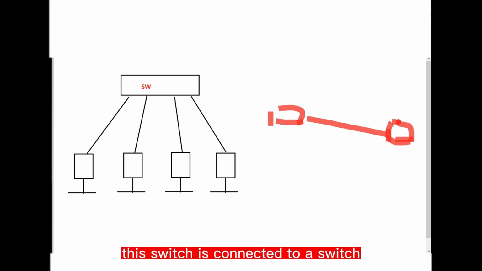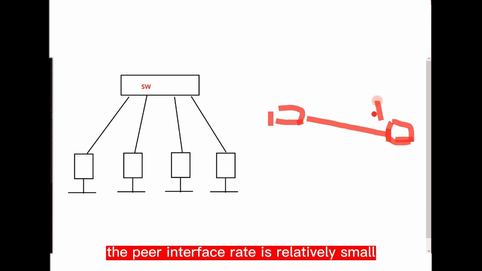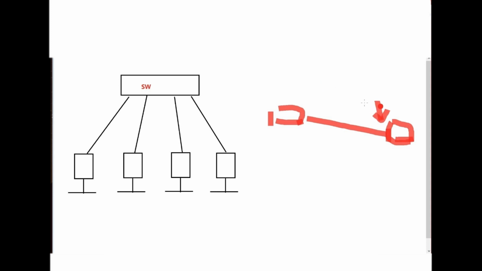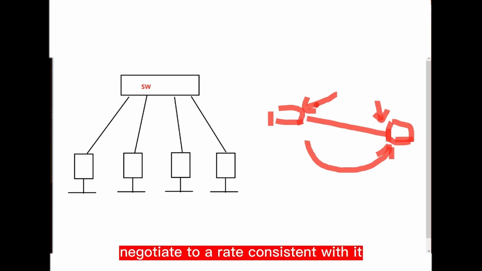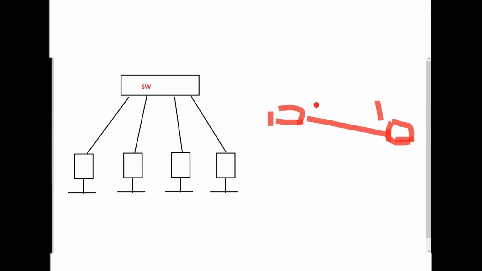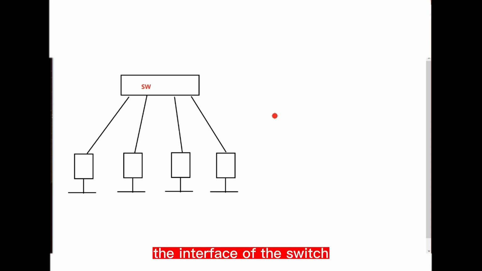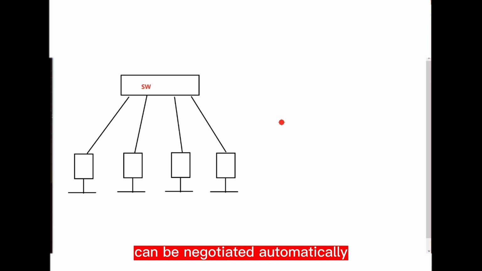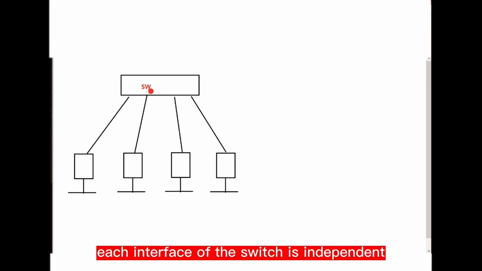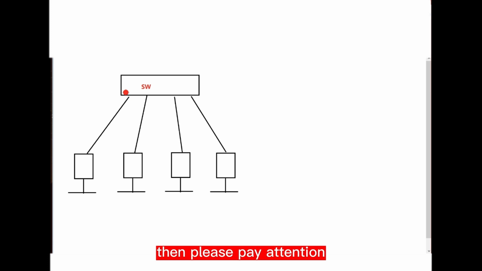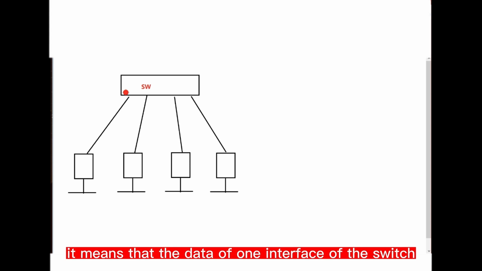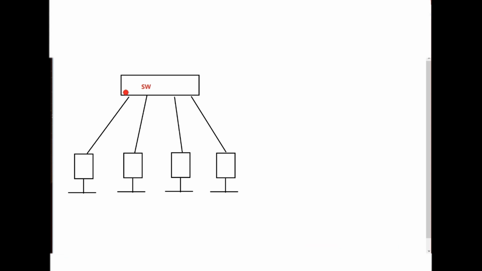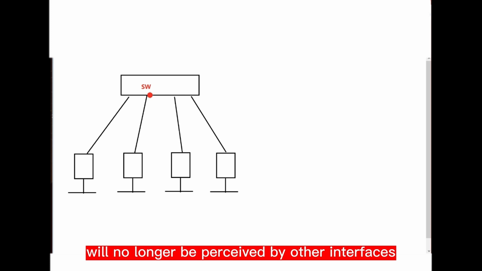If this switch is connected to another switch, and the peer interface rate is relatively small while its interface rate is relatively high, it can accommodate the other and negotiate to a consistent rate. This is backward compatibility. Therefore, the interface of the switch can be negotiated automatically. Each interface of the switch is independent. Please pay attention: once each interface is independent, the data of one interface of the switch will no longer be perceived by other interfaces.